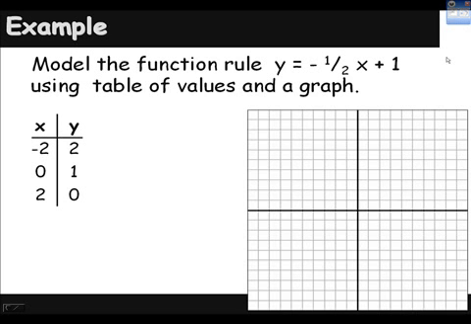If we go to the graph now, plot those 3 points and draw the line. There's negative 2, 2, 0, 1, and 2, 0. Now let's just draw the line through those points. So we've modeled the function using a table of values and a graph.